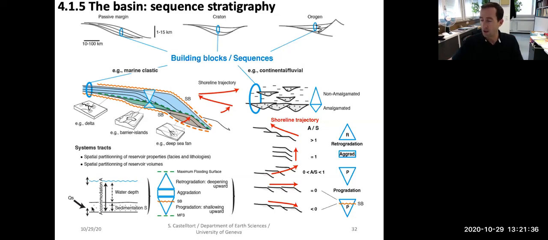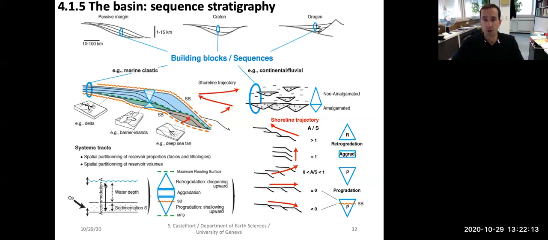So accommodation is this distance here, okay? It's how much space there is between a level of reference at the bottom and a level of reference at the top. Above this, you cannot sediment. Here this is in the air. Below that, it's already rock, okay? But everything in between is available space, is free. And that's accommodation, okay?